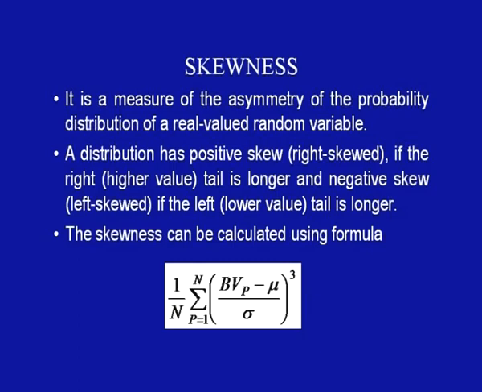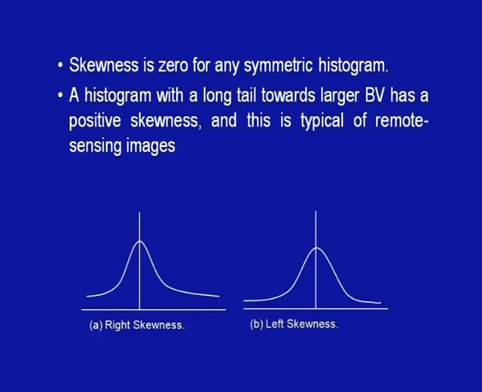The skewness can be calculated using the following formula, that is 1 divided by n, taking the summation of all the points in the data set of the difference between the input value minus its mu divided by sigma, and taking the cube of the same. Skewness is 0 for any symmetric histogram. A histogram with a long tail towards larger brightness values has a positive skewness, as shown in the graph below, and this is very typical of the remote sensing data sets.